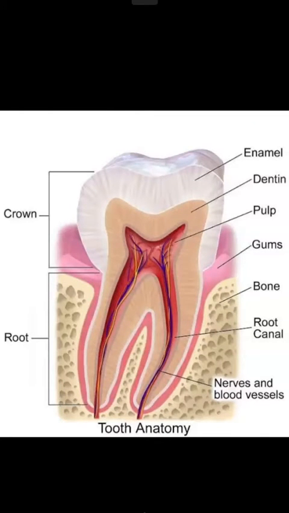First think about the root canal: where the root canal is present, what is the position of the root canal. So please first start imagining the root canal, and then we will discuss the other topics. This is the root canal, and the red colored portion is the pulp.